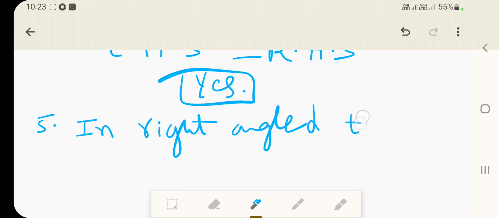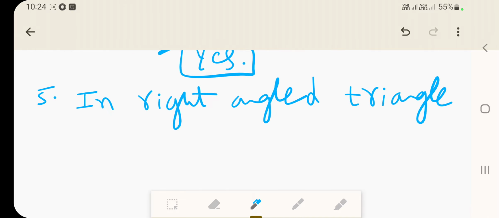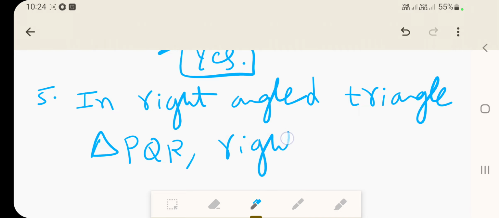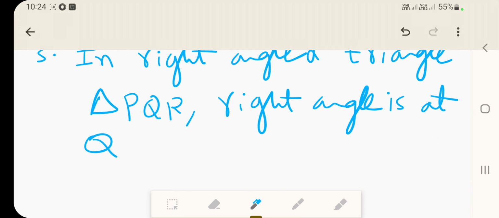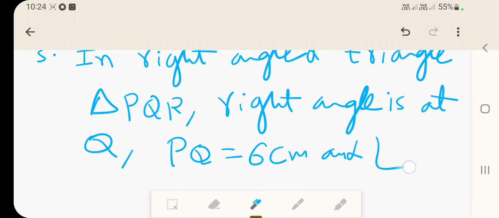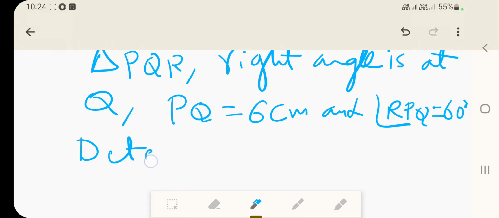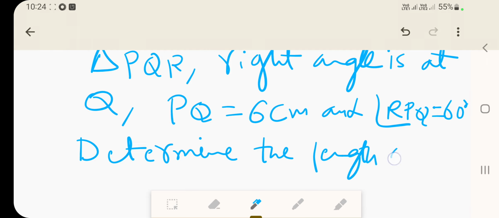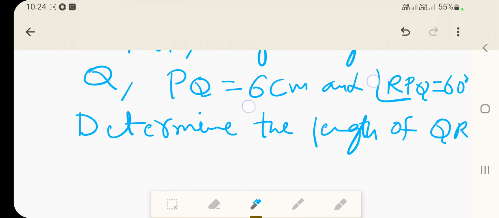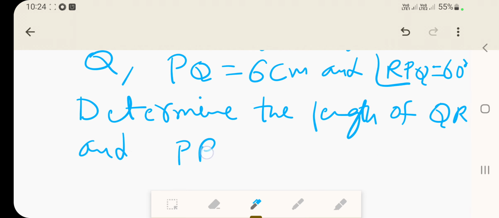In a right angle triangle, delta PQR is a right angle triangle. Right angle is at Q. Your PQ is equal to 6 centimeters, and angle RPQ is 60 degrees. Then determine the length of QR and PR. This is what they have asked. QR and PR. This is the question.